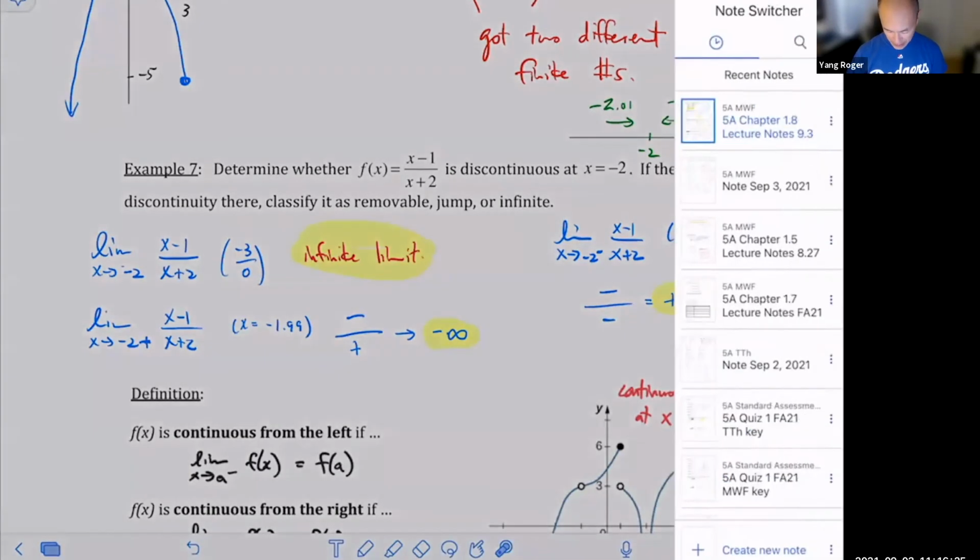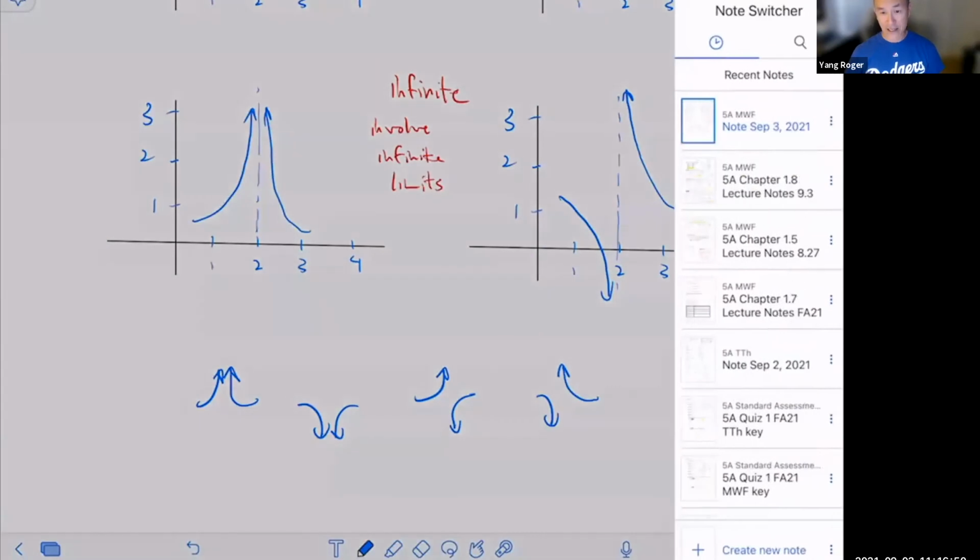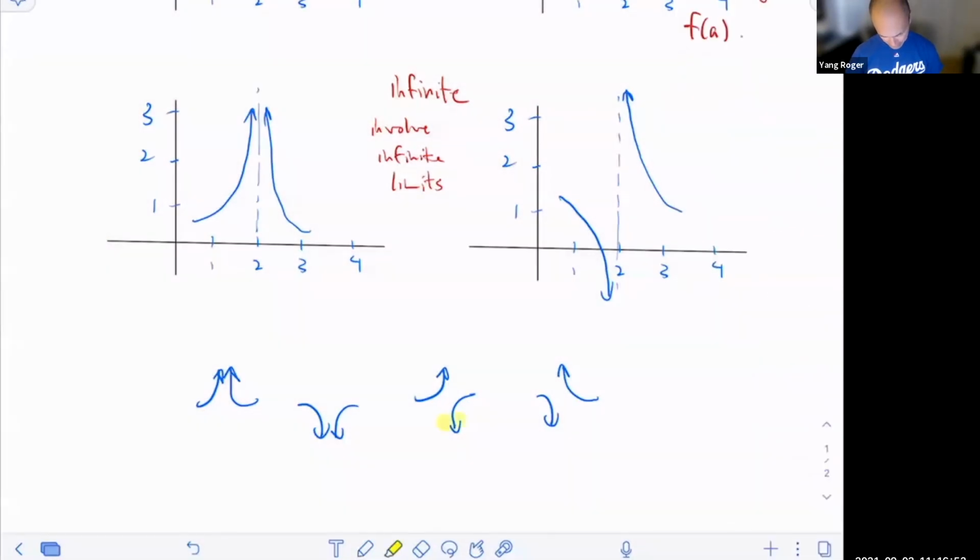So I'm always drawing these up. I didn't draw it this time. But for infinite limits, I'm always drawing these pictures where I go, oh, it could go like this, or it could go like this, or it could go like this, or it could go like this. These are the four different types of infinite limit situations we could have. And ours is this one. This is example 7. All right, cool.